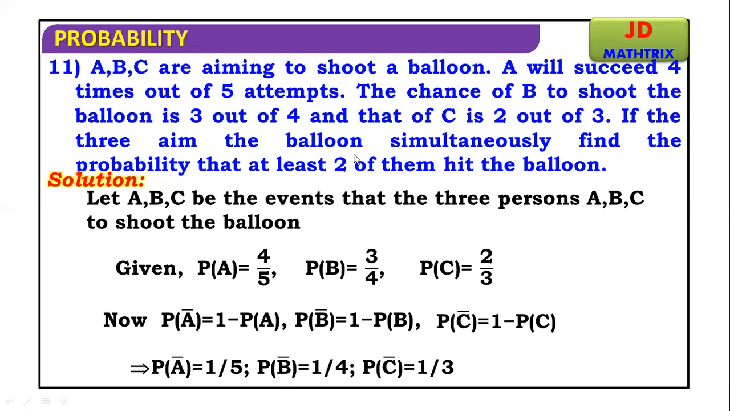Now let us define the required event. That means at least 2 of them hit the balloon. That means the probability that at least 2 persons will succeed in this contest.